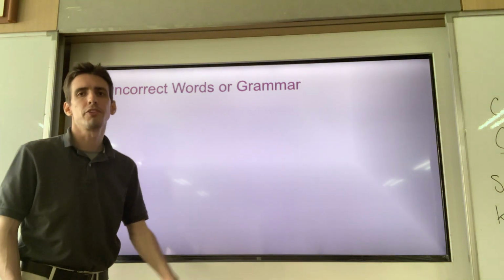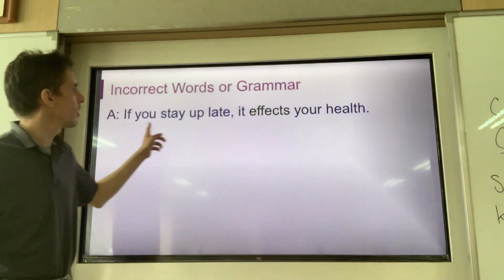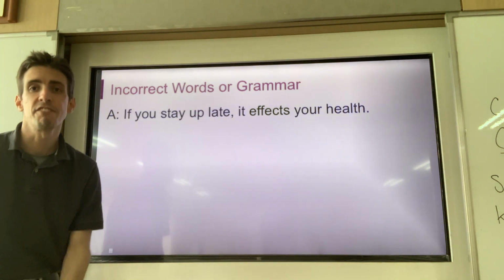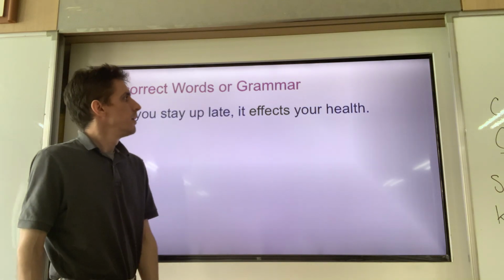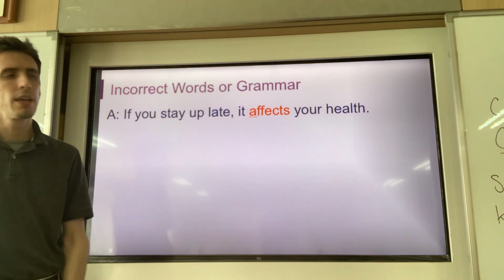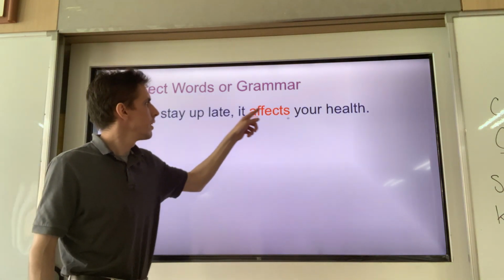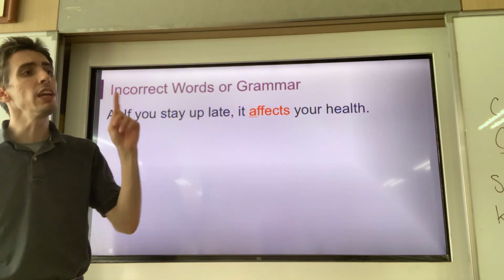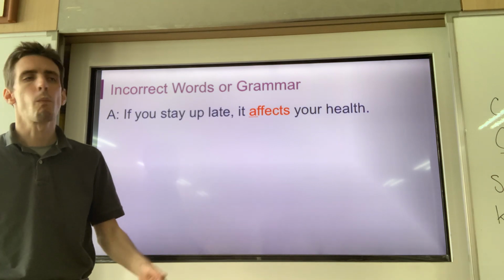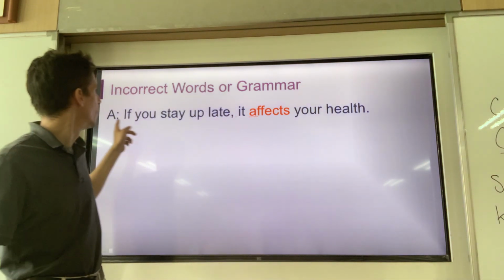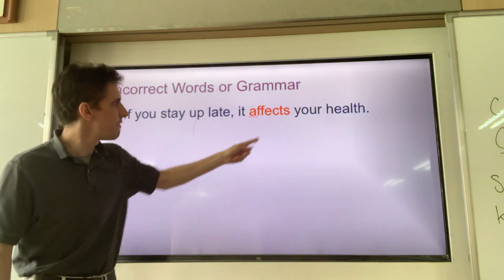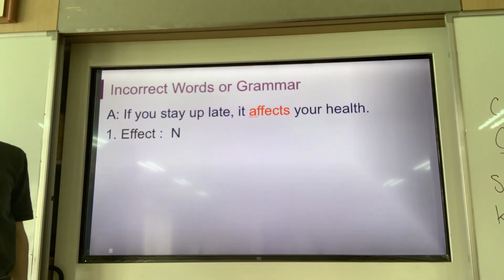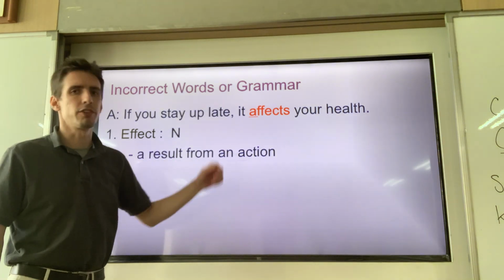Incorrect words or grammar. This is the last part. Let's go quickly. If you stay up late, it affects your health. Is that correct? Affects your health? Wrong. Affects your health. This is an active verb with an S. For example, she looks pretty. Doing this affects your health. It's a verb. So affect, noun: a result from an action.